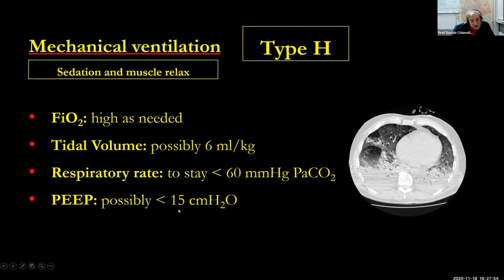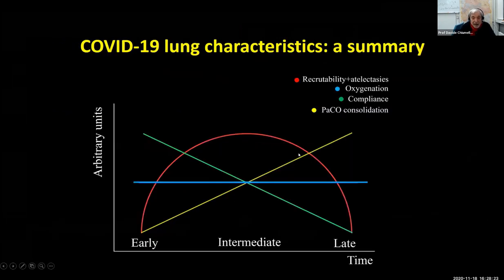Be always careful that the only thing we showed in people is that a P greater than 15 may kill a fraction of patients. We don't have any evidence that 7 is better or worse than 15, and we have a lot of studies about that. Proning, we know, in this condition is essential. These are the conditions in which we have the real baby lung.